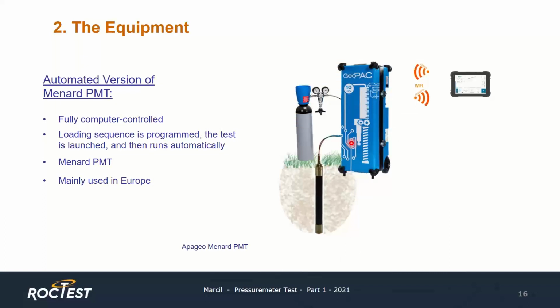On this slide, you can see an entirely automated version of the Menard pressuremeter. For using it, you just need to set up the test parameters and you launch the test. And the test will then automatically be done by the machine.